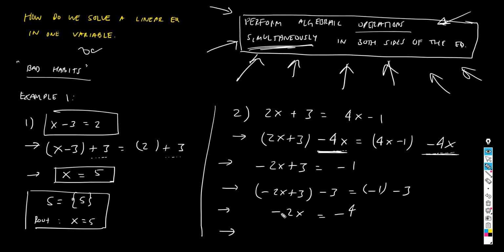How can I isolate x? We have this minus 2 over here interfering. So I may decide to divide by minus 2 on both sides of the equation. On both sides, because if I do that, this minus 2 cancels this minus 2, and I'm done. I'm going to continue here. I get x equals minus 4 over minus 2, which is 2. And I'm done with the solution of the equation. This is my root, and my solution set is the number 2.